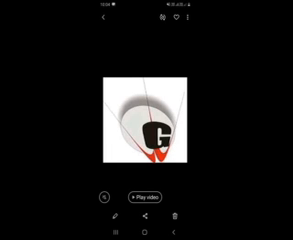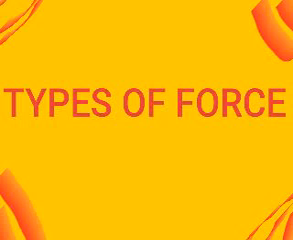Grade 8, Lesson 9, Force and Pressure. Types of force.